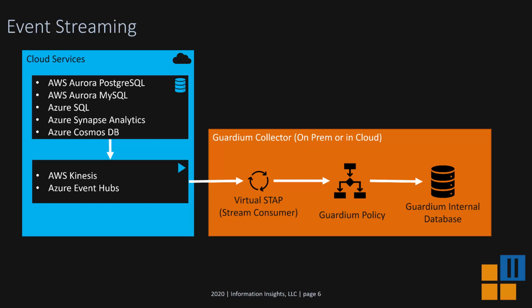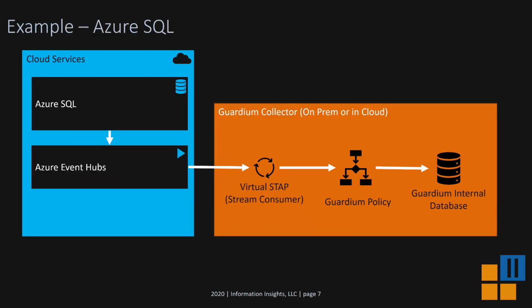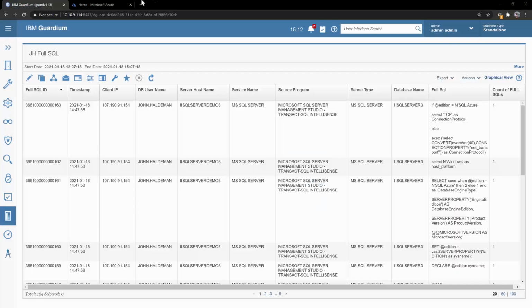and the sniffer puts it through the policy like all Guardium traffic and logs it into an internal database. So you get to reuse the same policy and same reports, just the source is different. Not STAPs, but from event streams. So I'm going to show you an example here of Azure SQL, where Azure SQL's streaming to Azure Event Hubs and then consumed by Guardium.